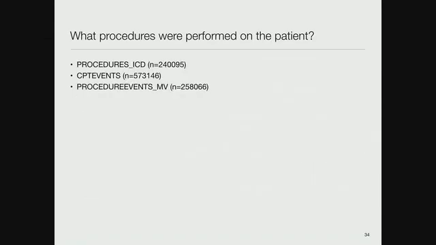Okay, enough of drugs. So what procedures were done to a patient? If you look in MIMIC, there are 3 tables. There's procedures ICD, which has ICD-9 codes for about 250,000 procedures. There's CPT events, which has about 500,000 to 600,000 events that are coded in the CPT terminology. And then MetaVision, the newer of the 2 systems, has about 250,000 procedure events that are coded in that system.